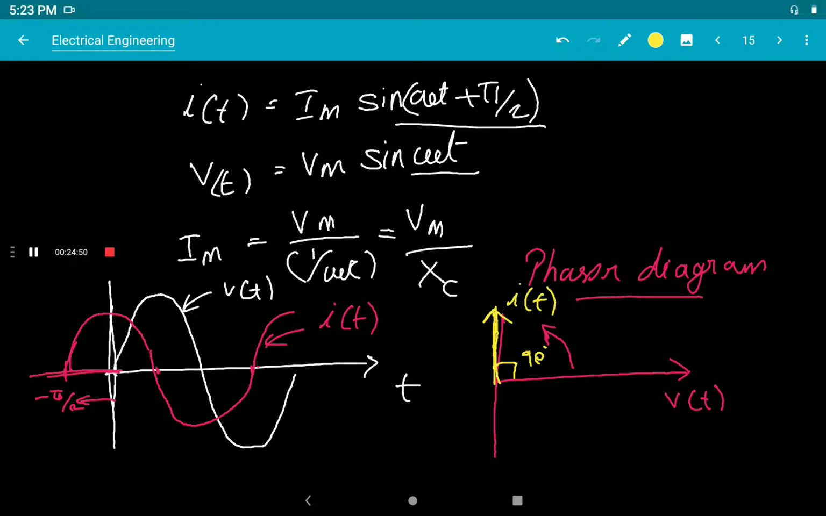Here also, the average power of a whole cycle in this circuit is equal to 0. So the average demand of power from the supply is 0 in a purely capacitive circuit, same as in a purely inductive circuit. But the instantaneous value of power can be represented as Vm Im by 2. The maximum instantaneous value of power is Vm Im by 2, but the average power is equal to 0 in a pure capacitive circuit.